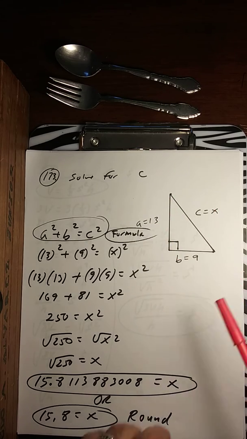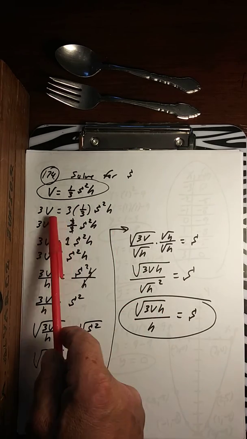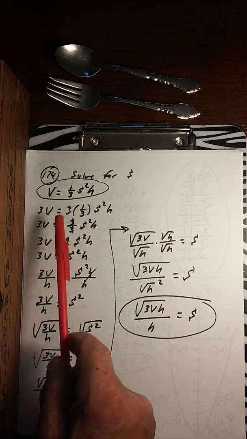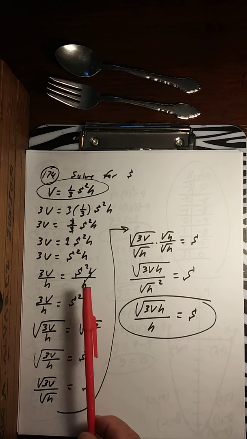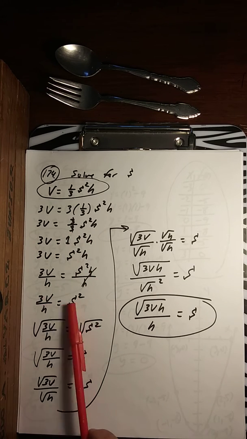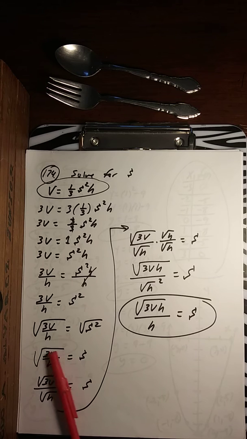Using the Pythagorean Theorem, a squared plus b squared is c squared. Leg equals the hypotenuse. Solve for S, little equation. So let's multiply everything by 3 here. 3 and 3 is going to be 1. 1 times that is the same thing. 3v equals this. Now divide by h. 3v over h equals s squared. Take the square root of this, square root of this. So now we have s equals this.